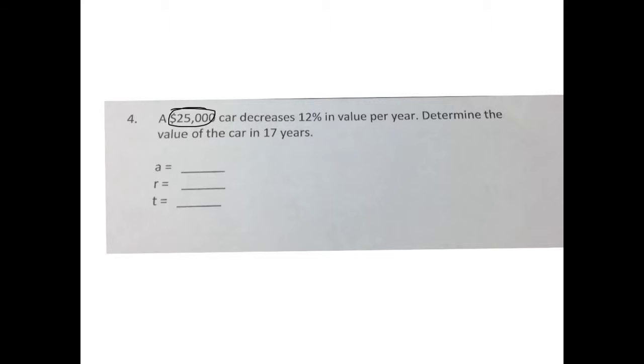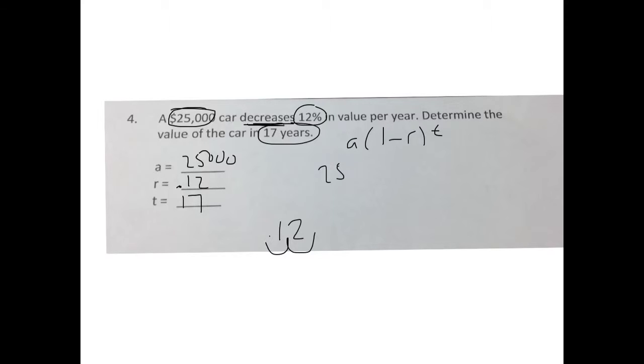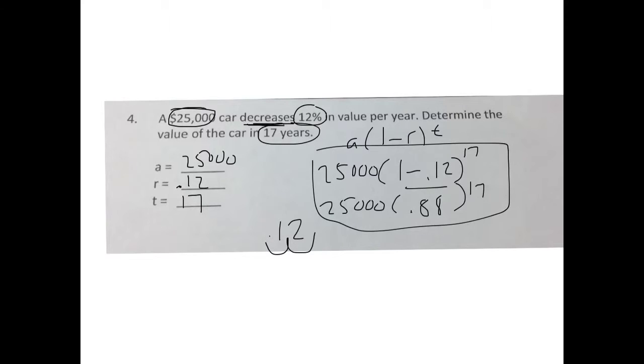Next one. A $25,000 car decreases at 12%. Determine the value of the car in 17 years. So we know the car started out at 25,000. We know that our rate is 12%, so that's 0.12. We know that our time is 17 years, and decrease tells us to use the subtract formula. So 1 minus the rate to the t. So it's 25,000 times 1 minus 0.12 to the 17th. If we do the simplifying like they're going to do on your checkpoint, it's 1 minus 0.12, so this is 0.88 to the 17th. And either one of these is an acceptable answer for your homework.